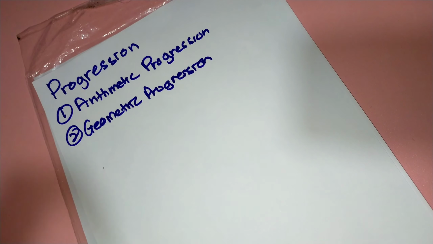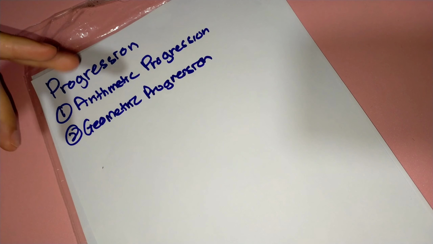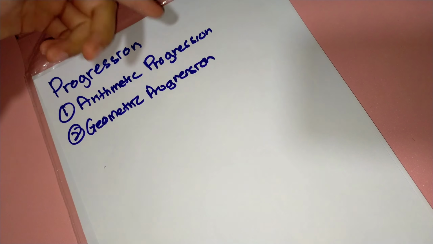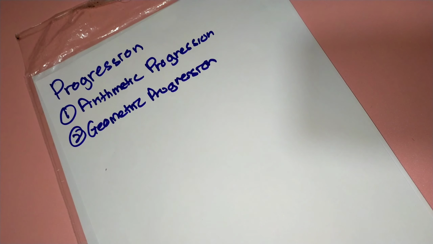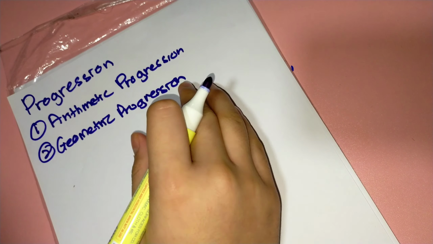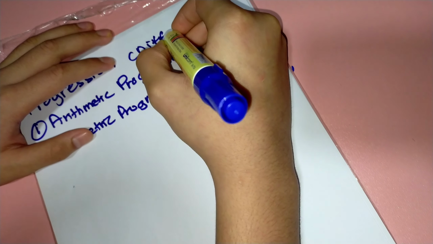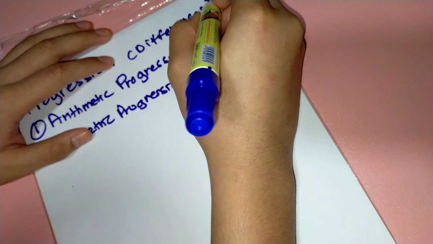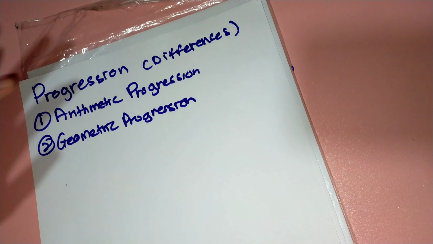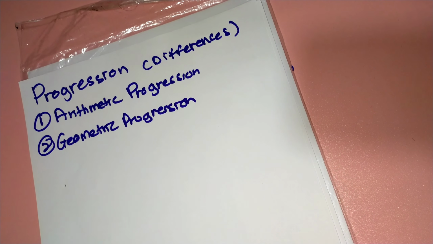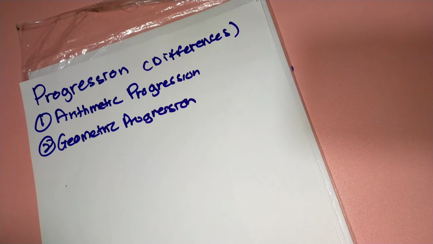Okay, so the first part I will explain about arithmetic progression. In arithmetic progression, the main term you will know is the differences. It's called differences. So I will give the example.